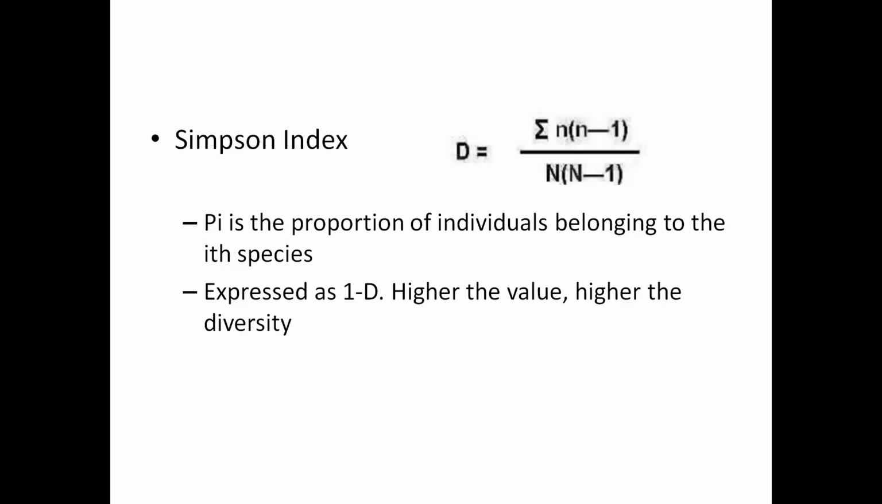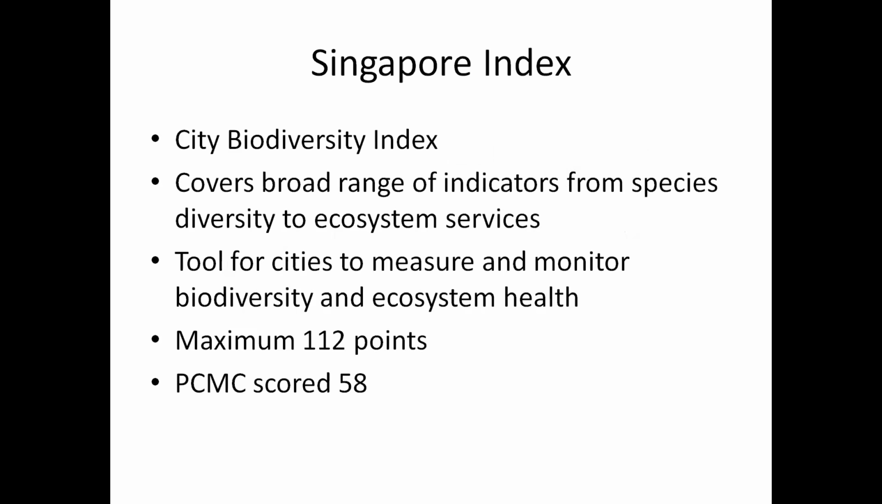Especially if you're talking about cities, there is a very good measure which is called the Singapore index. It is also called the City Biodiversity Index. And the City Biodiversity Index covers a very broad range of indicators, from species diversity to ecosystem services that are offered by the ecosystems present in cities. So it's a very good tool for cities to measure and monitor biodiversity and ecosystem health.